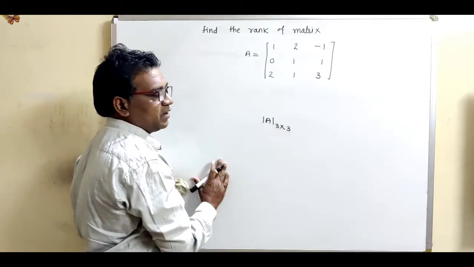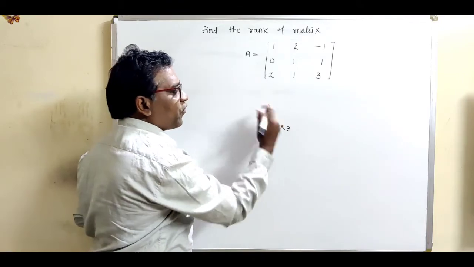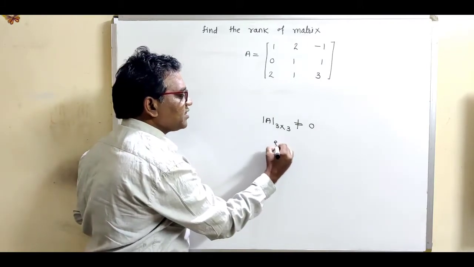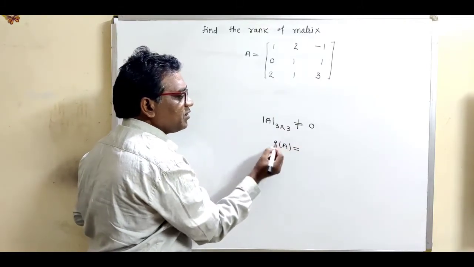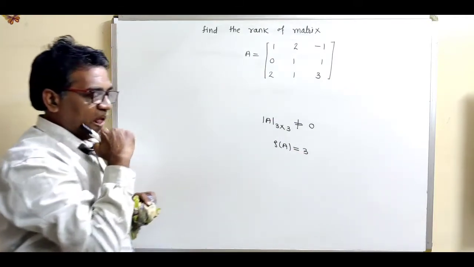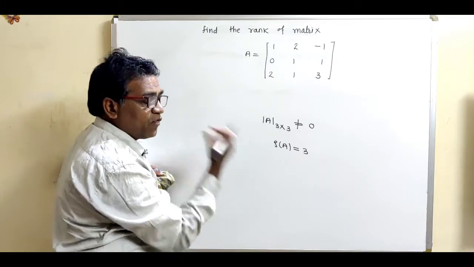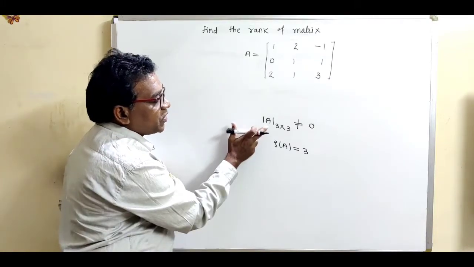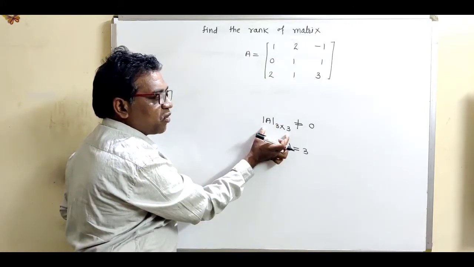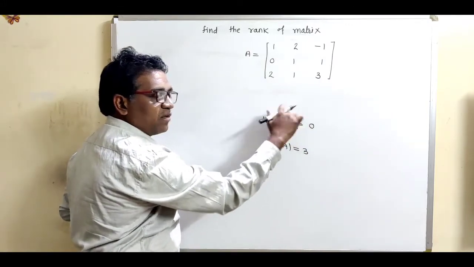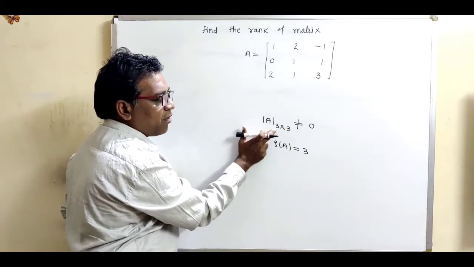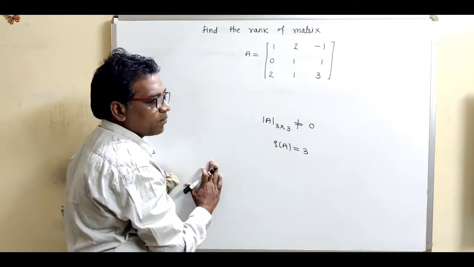Just solve this determinant. If the determinant of order 3 by 3 does not vanish, then we can say that the rank of the matrix is given by the order of that matrix, so this is equal to 3. So see how to find out the rank of the matrix. First of all, find out the determinant of the highest order. If the determinant of highest order does not vanish, then we can say that the rank of the matrix is equal to the order of that determinant.